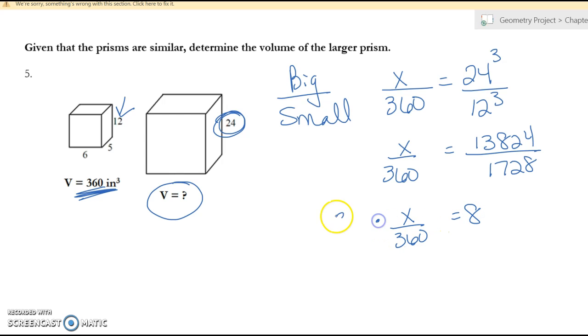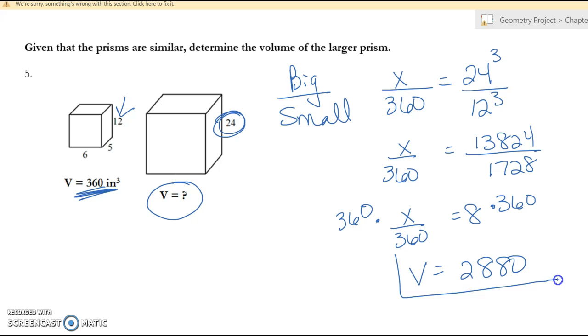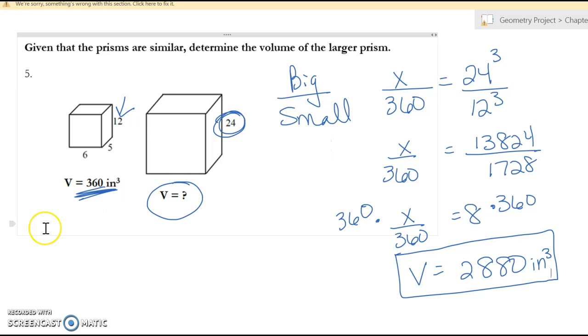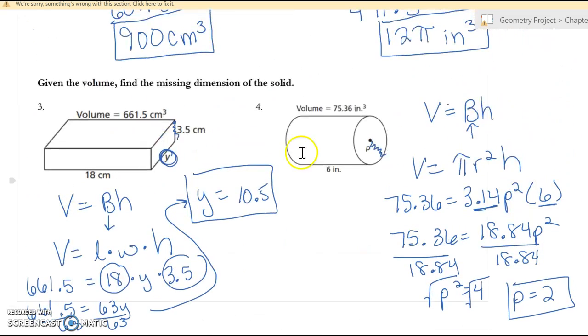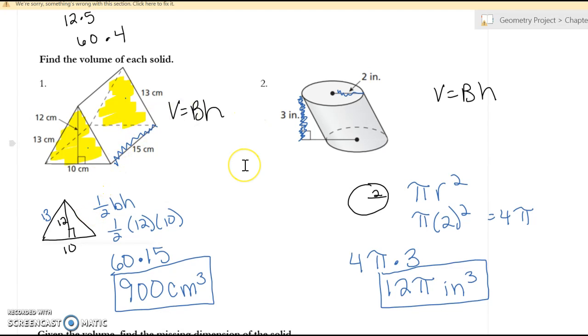And then just to get rid of a divide by 360, you multiply by 360. And so my new volume is 2880. Oops, and then I need to write inches cubed. Okay, but the important thing is to remember that it's the sides cubed. Okay? All right, so my hint again is drawing the picture on this volume. That's probably going to make the biggest difference when we get to harder problems.